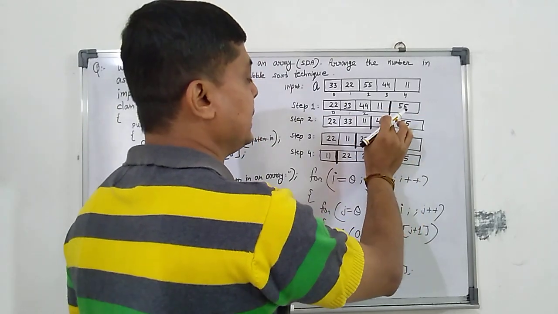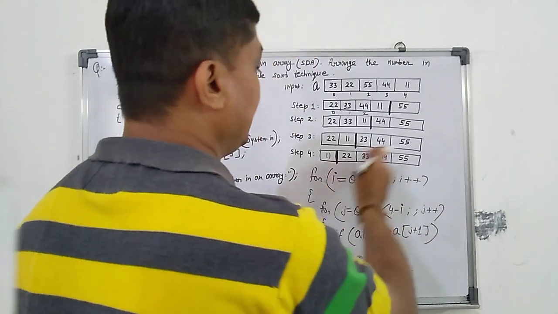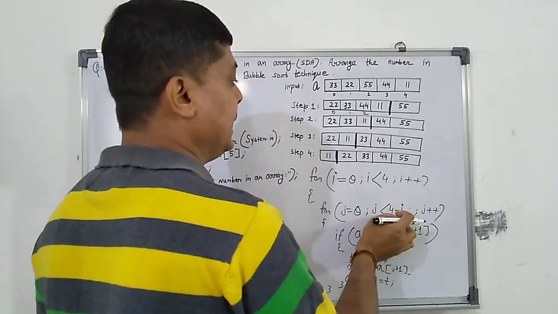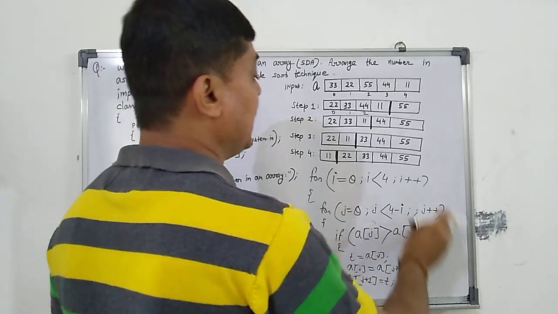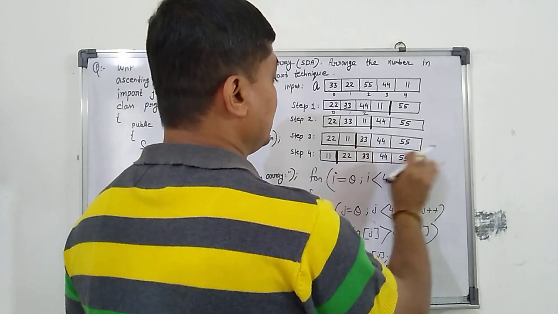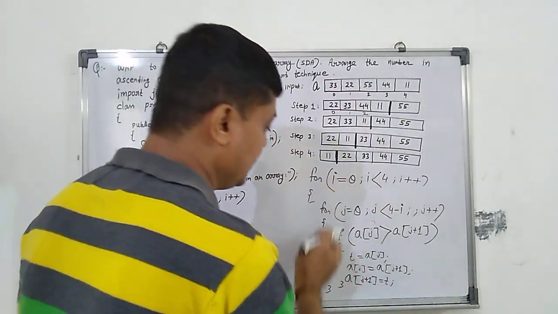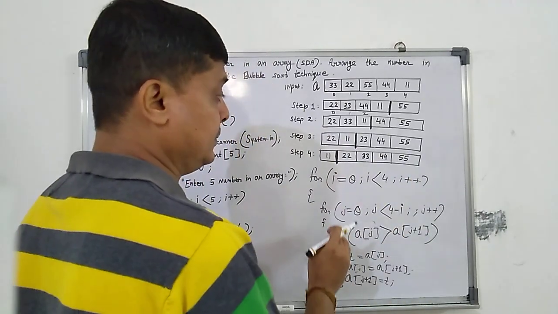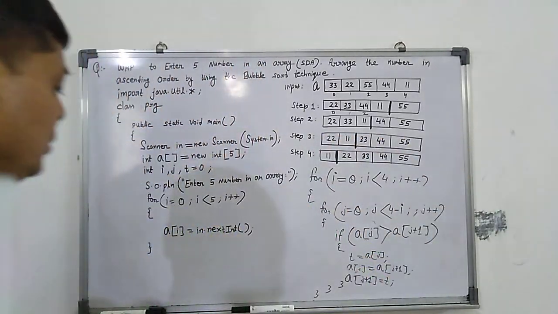Now 44 is sorted. In step 2, next time array value is 1 after 2, it will be decreased again. That time 33 is sorted. Next time, the last round, the fourth round, up to 22 is sorted. This way all the values are sorted. So for 5 numbers, it will be sorted by repeating 4 times. So the values will be sorted this way.